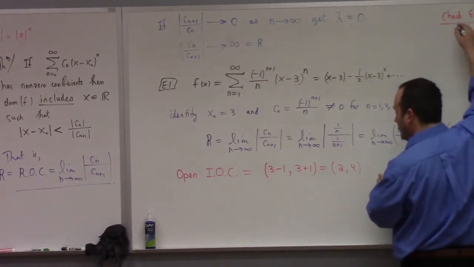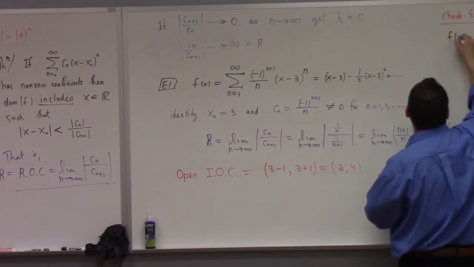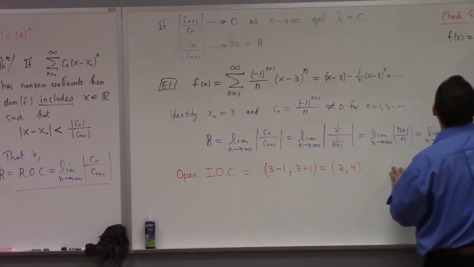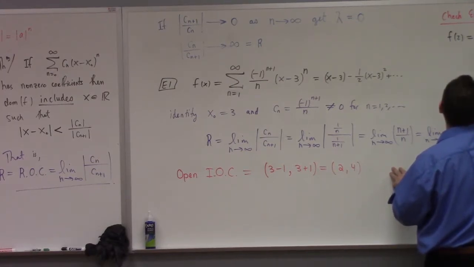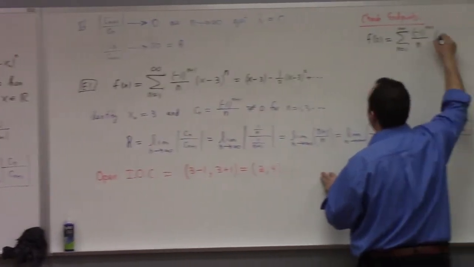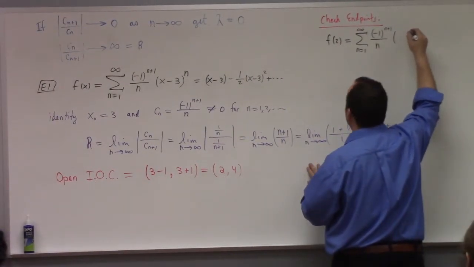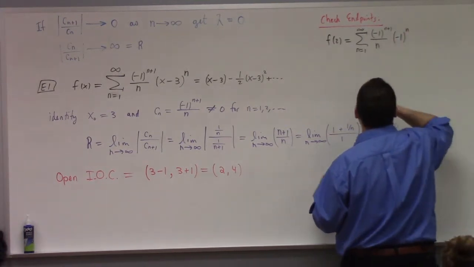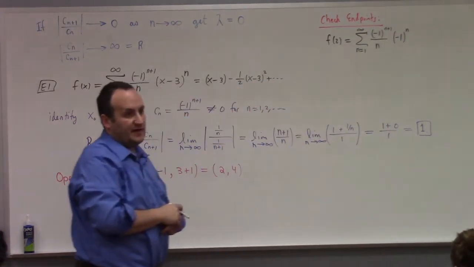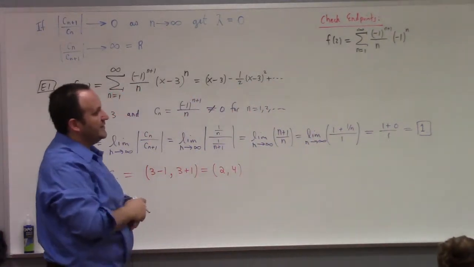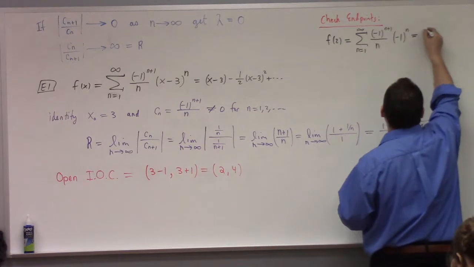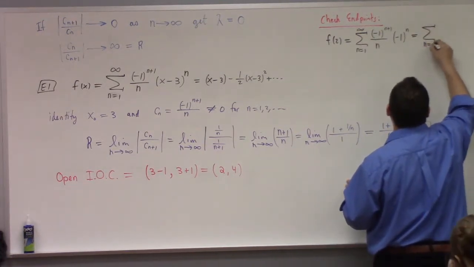So let's see here. f of 2. What is f of 2 equal to? We got the sum from n equals 1 to infinity of minus 1 to the n plus 1 over n times 2 minus 3. What's 2 minus 3? Okay, so minus 1 to the n, right? How does that simplify? What happens with minus 1 to the n times minus 1 to the n plus 1? What's that again?